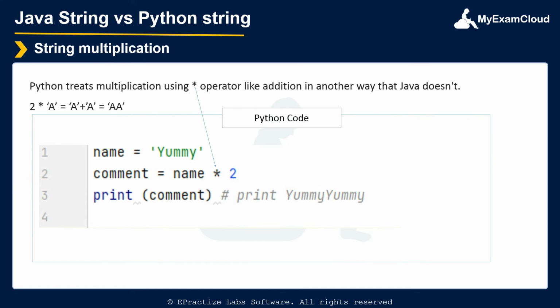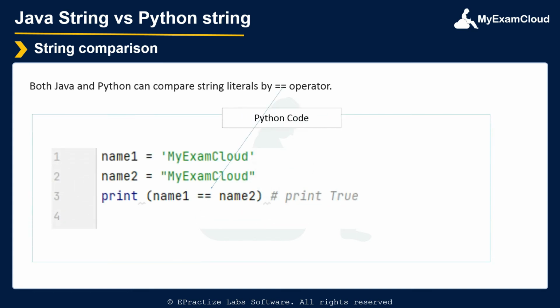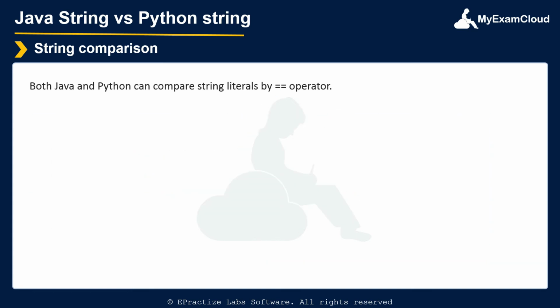String comparison. Both Java and Python can compare string literals by the equals equals operator. Python code. Java code.